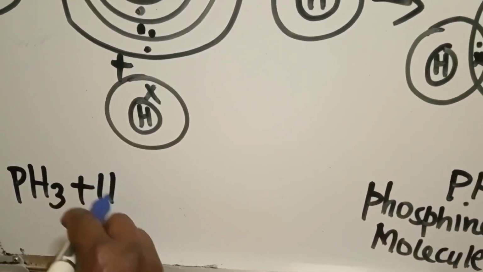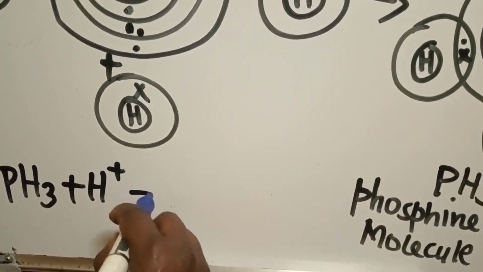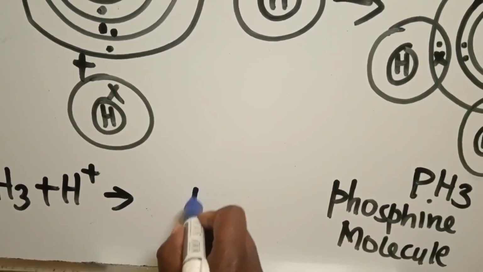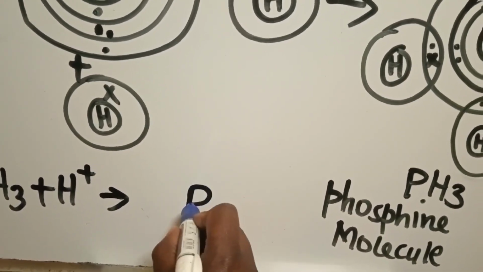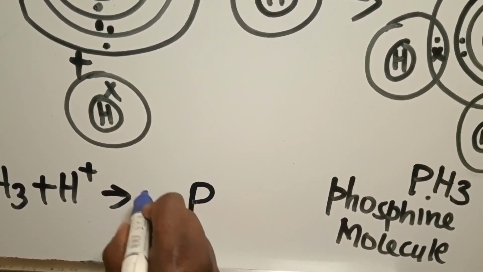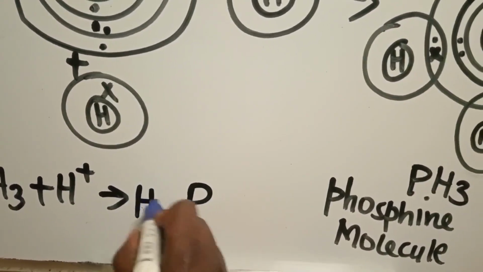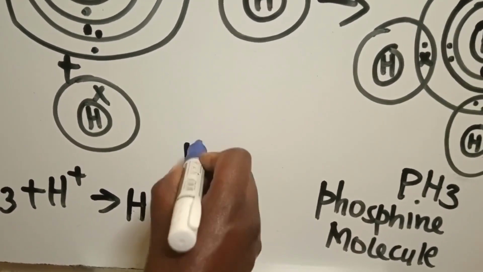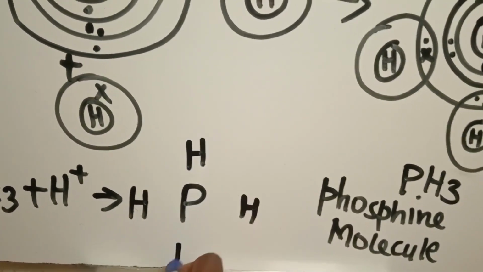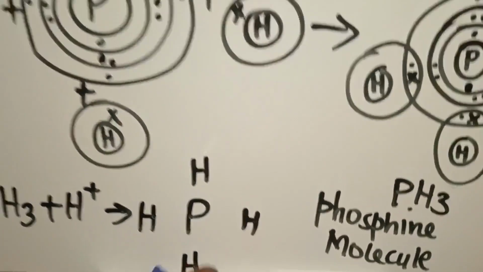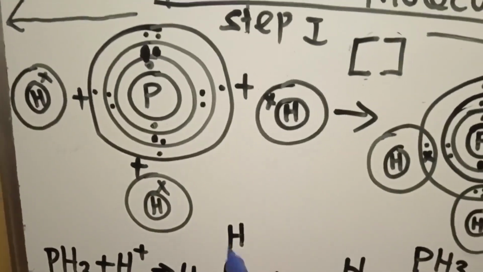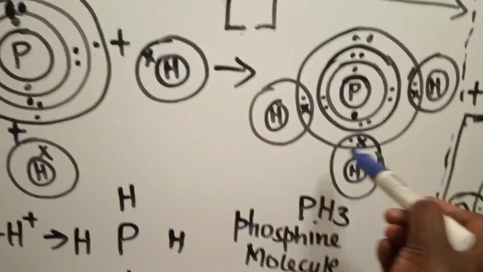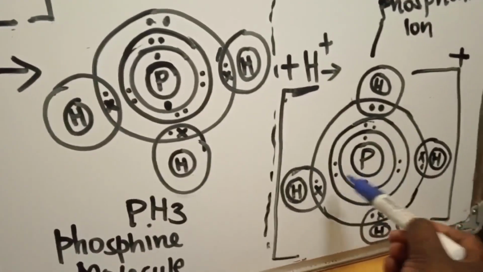Finally, I want to show you something where we have the phosphine molecule combining with the hydrogen proton. If you were to show it using the single lines that I showed you, we'll have phosphorus, then a hydrogen there, another hydrogen here, another one at the top, another one down here.